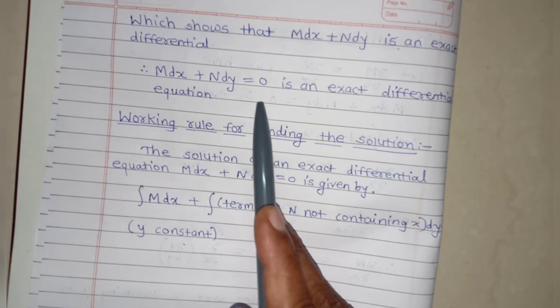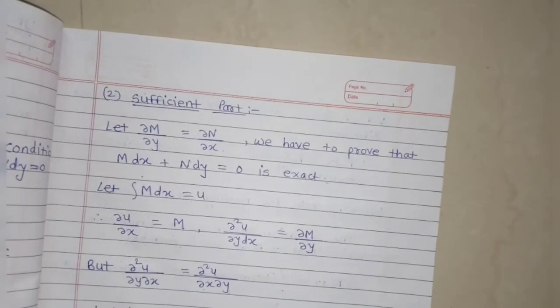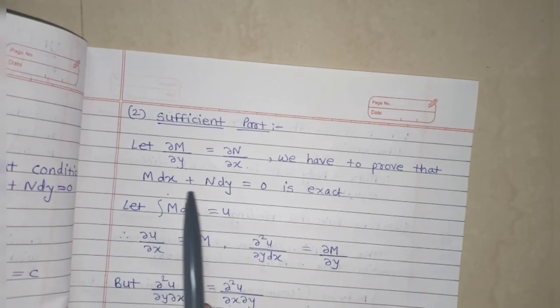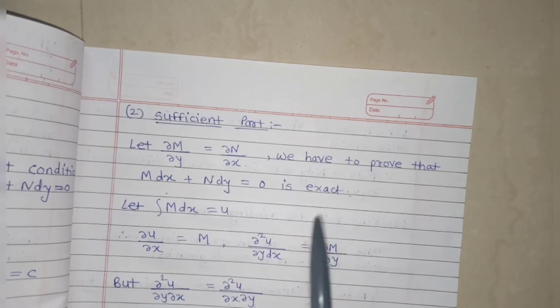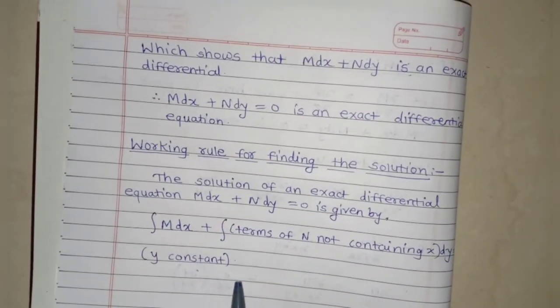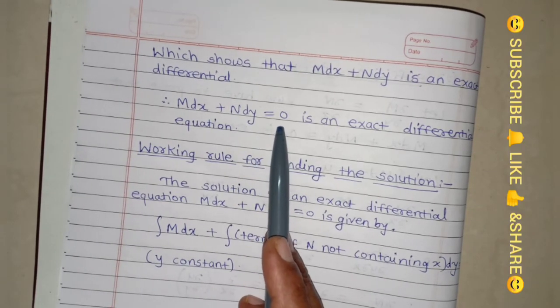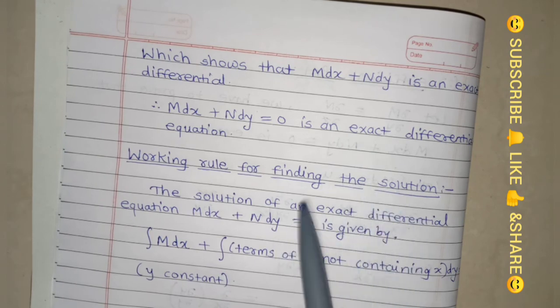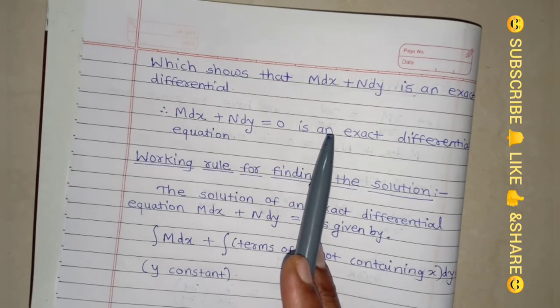That means in this sufficient part we have assumed that ∂M/∂y = ∂N/∂x, and we have proved that M dx + N dy = 0 is an exact differential equation. Thus in this theorem we have proved that the necessary and sufficient condition for M dx + N dy = 0 to be exact is ∂M/∂y = ∂N/∂x. In this proof of the theorem, we proved the first part, that is the necessary part, and the second part is the sufficient part.